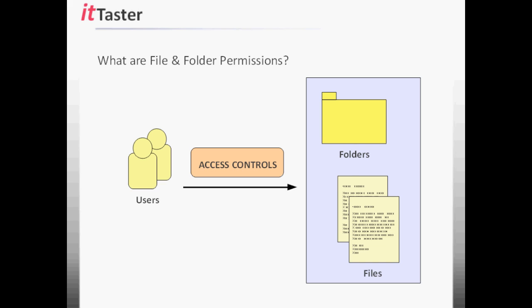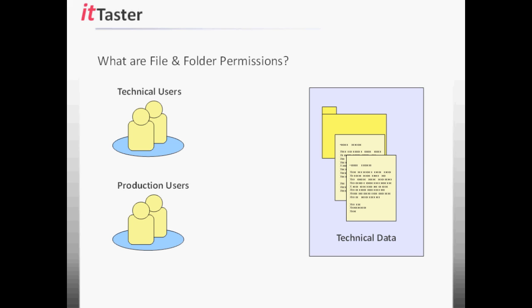For example, a manufacturing company might allow the technical department to create and modify technical data, but only allow the production department to view or read technical data. And this is the sort of thing we can do with file and folder permissions.